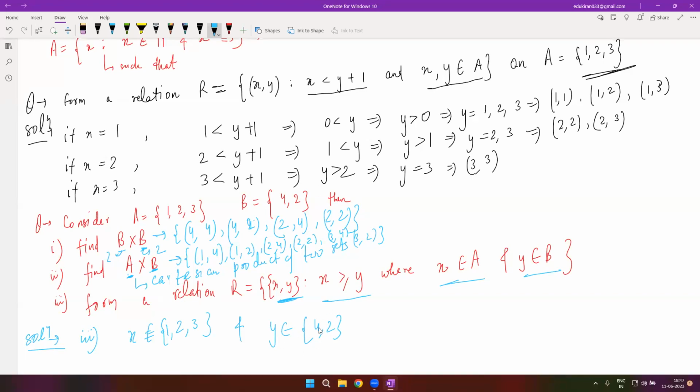So choose one y. Let's choose 4. So x greater than or equal to 4. If there is some x from the available domain which satisfies this condition, then that would be a solution of the relation. So x greater than or equal to 4, there is no such value of x here, because we have 1, 2, 3 only. 1, 2, 3 are the only options. So in this case, no solution for y equals 4.